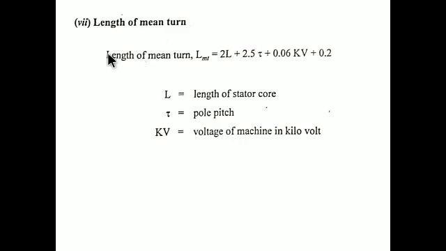Then the next one is the length of the mean turn. So L suffix MT, this is the formula for finding the length of mean turns. Most of the data are to be considered as constants, such as the clearance value. A simple thing, kV is there, which is the voltage you have to apply here in kilovolts. Then tau is the pole pitch, and L is the length of the stator conductors. By substituting all these things, we can easily find the length of the mean turn.